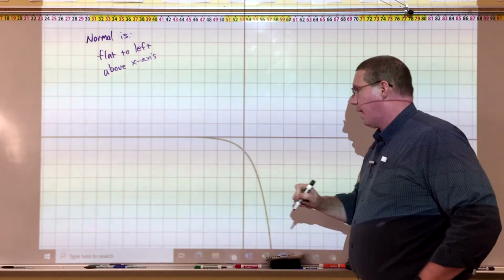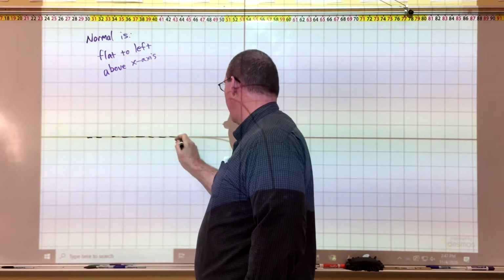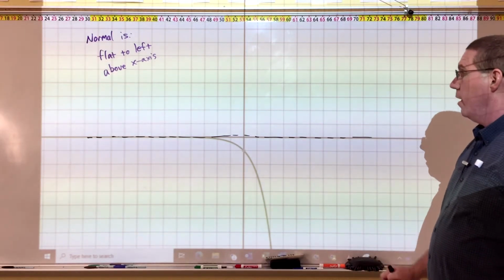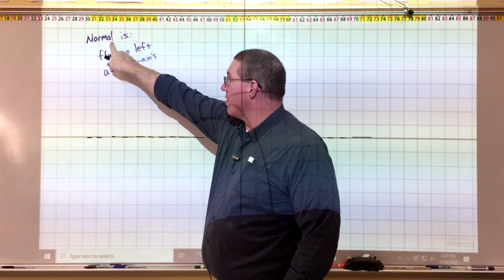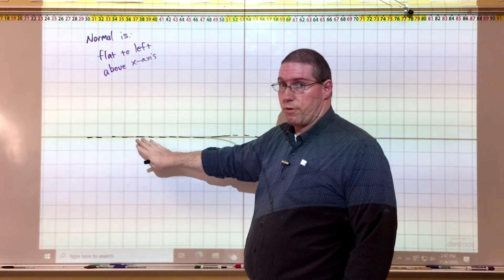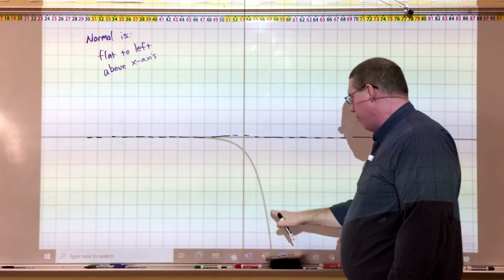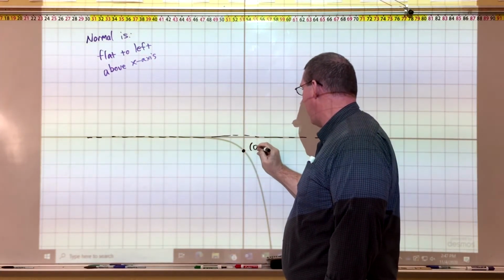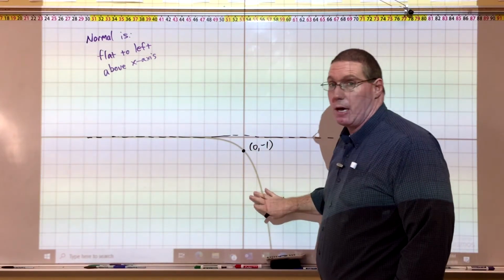I want to draw on the asymptote. You can see it goes flat right here. So I'm going to draw on the asymptote right about here. Keep going all the way over here, right? It's flat to the left, right? Flat to the left, so that's the same as normal. This is not backwards because it's flat to the left. Normal is above the x-axis. Well, this one is below the x-axis. I know that because it's passing through the point 0, negative 1 below the x-axis. Therefore, this must be upside down.